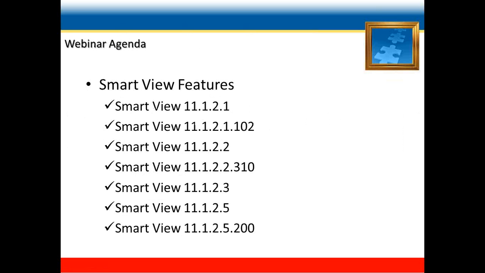Here is the agenda for the webinar today. We will see some of the important features that were introduced with the SmartView versions which came with EPM. You can see here a listing of SmartView versions, out of which the patch set update 102 for the SmartView release 121 is considered one of the most important SmartView versions yet. This is because this version brought SmartView in parity with the ISBase add-in.